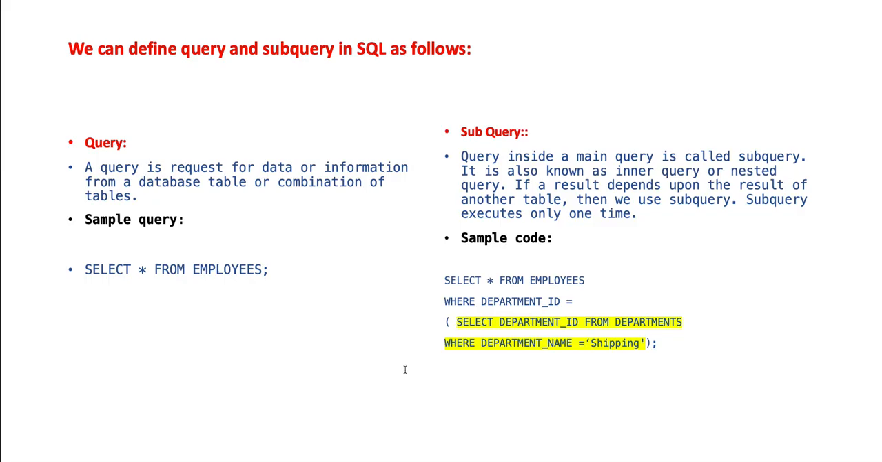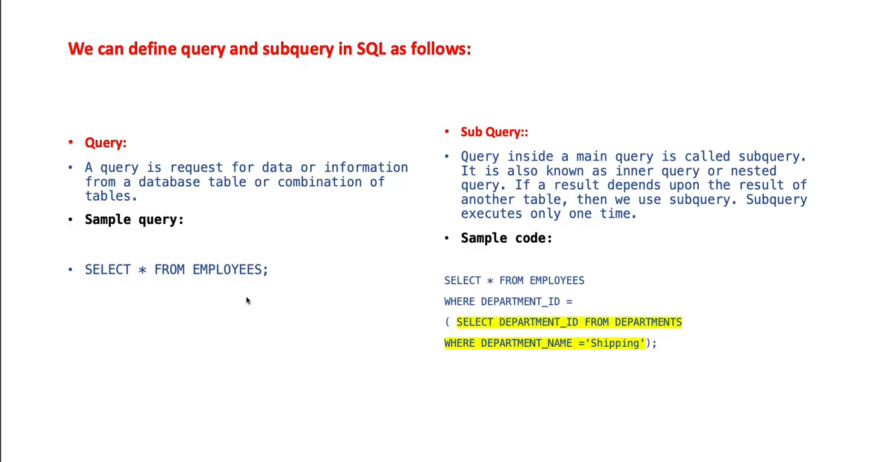First of all, query. A query is a request for data or information from a database table or combination of tables. We have a simple query here. Suppose we are going to select all the variables, all the columns from the employees table. Then we use here SELECT * FROM employees, where star indicates we are selecting all columns from the employees table. Then it will display all the records in the employees table in our output window.